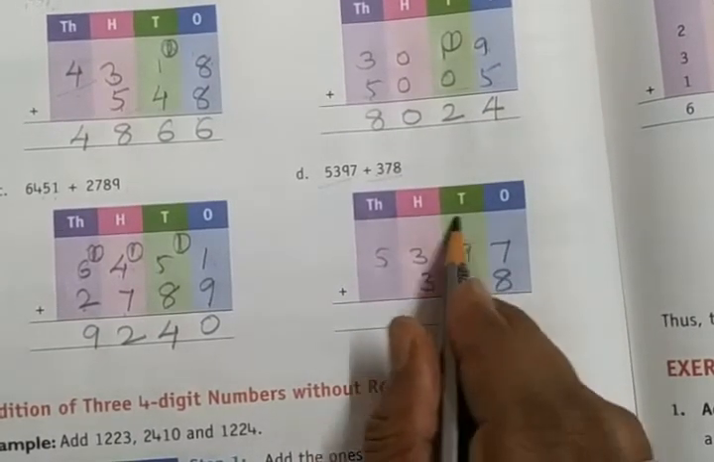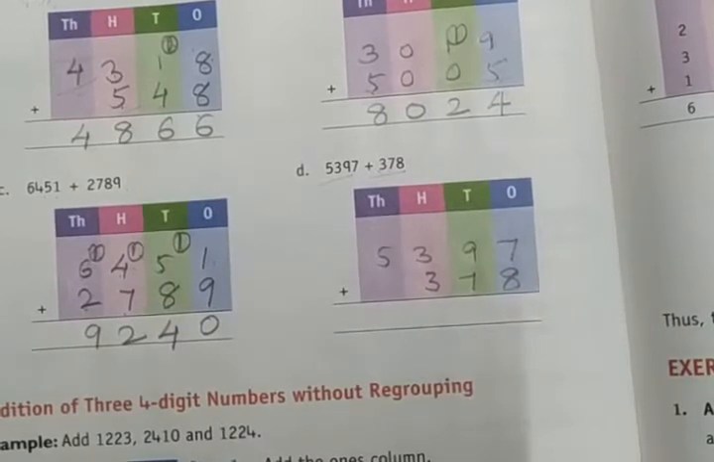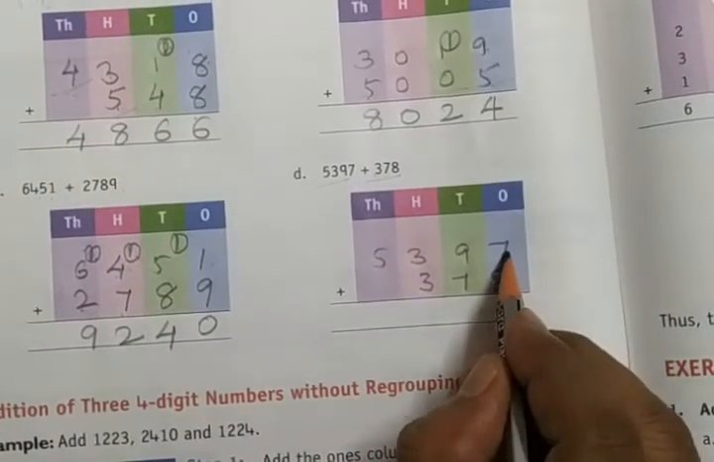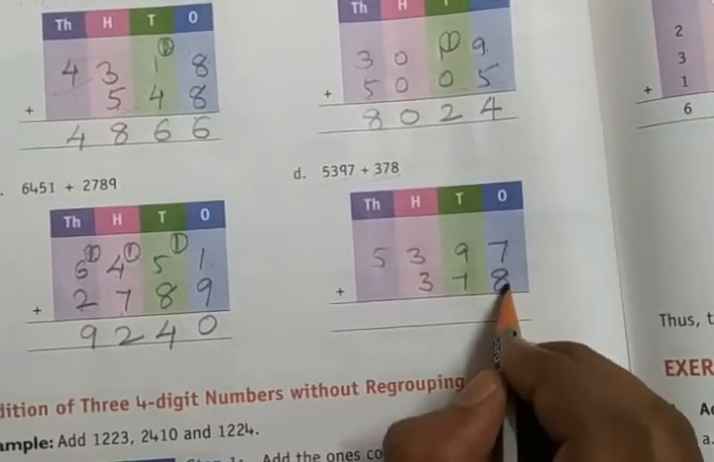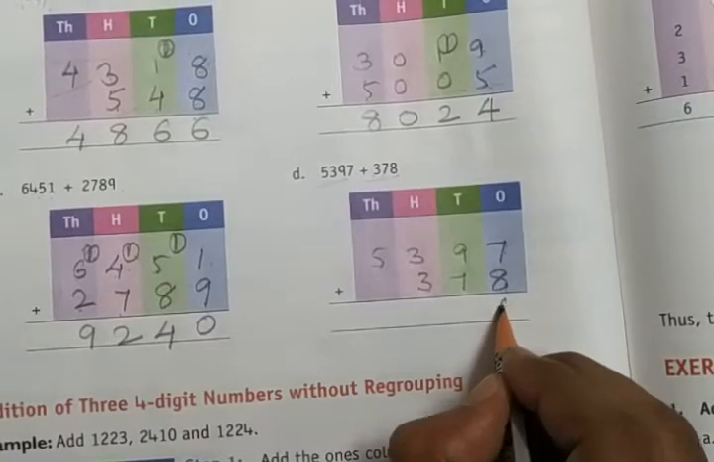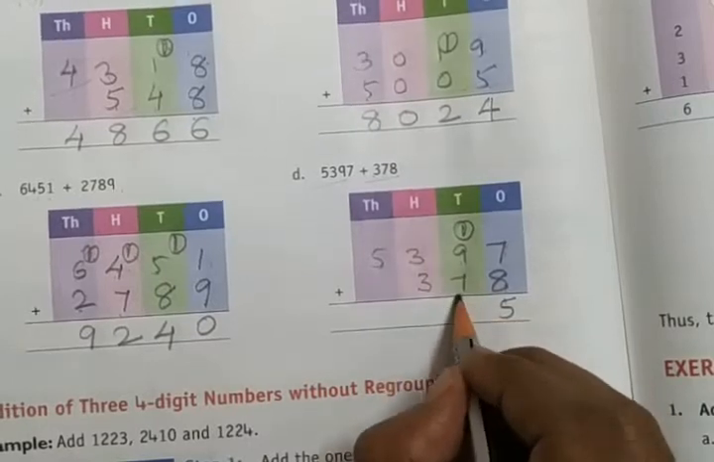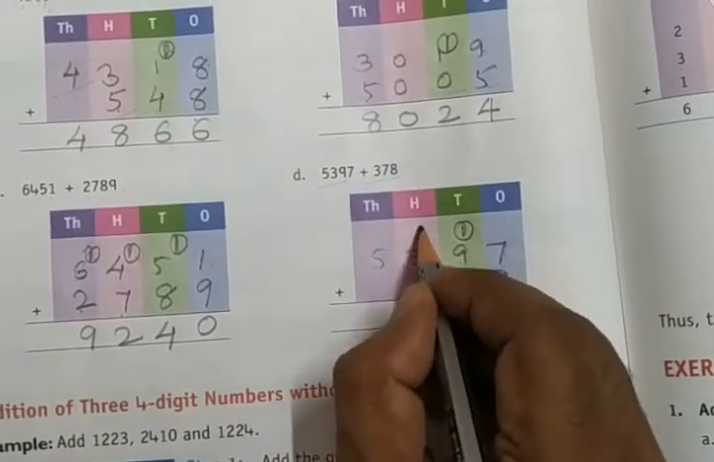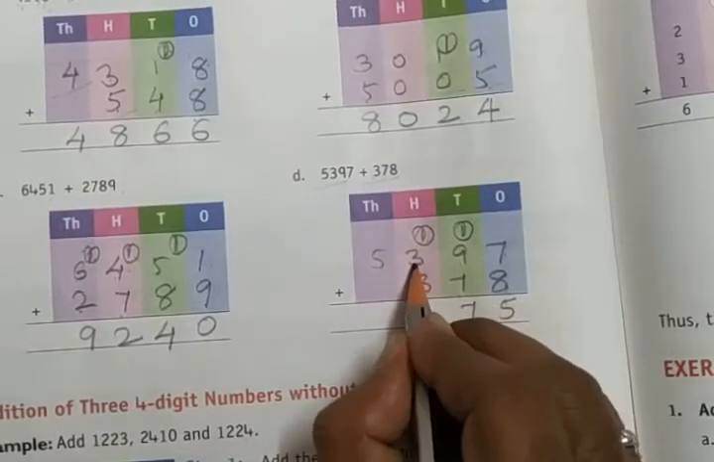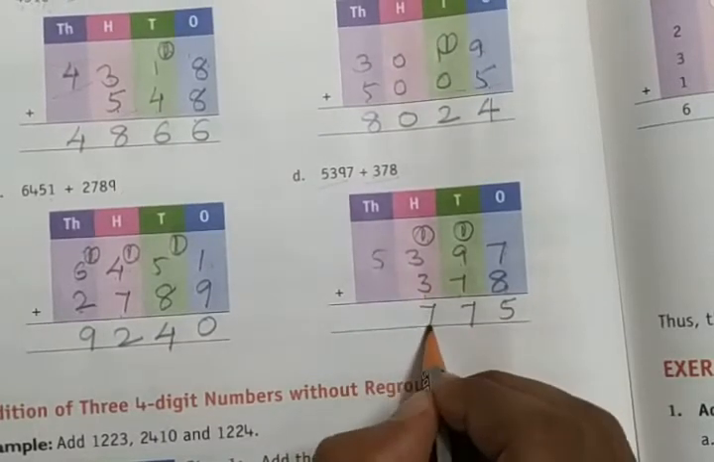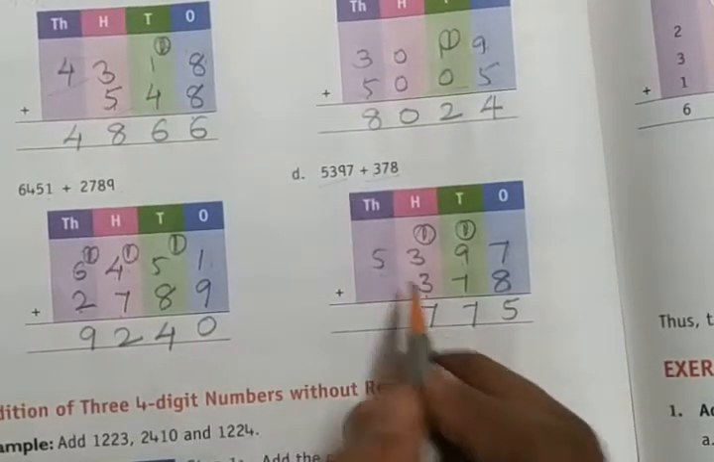378. So here you will use space for writing the carry numbers. So here 7 plus 8 is equal to 15. Carry 1. 1 plus 9 is 10. 10 plus 7 is 17. Carry 1. 1 plus 3 is 4. 4 plus 3 is 7. And here no carry, no problem.